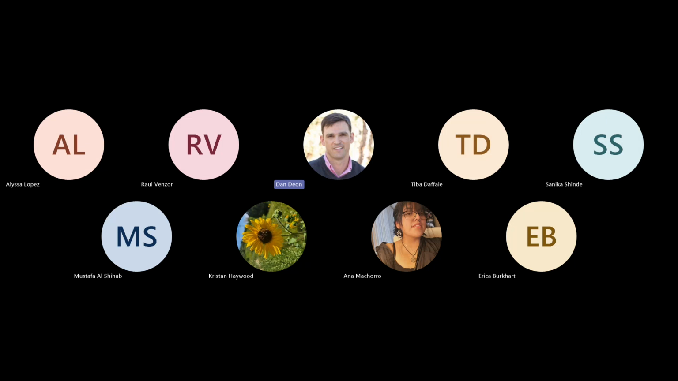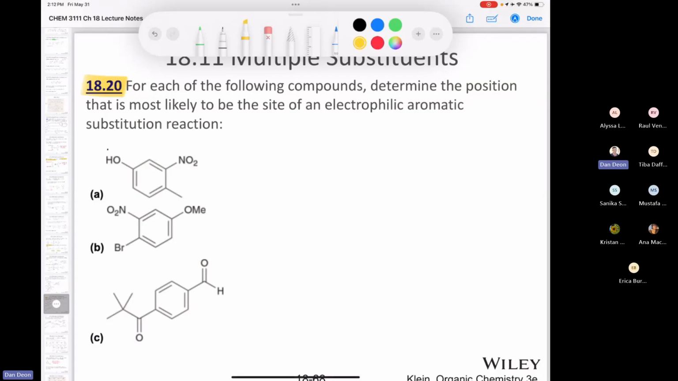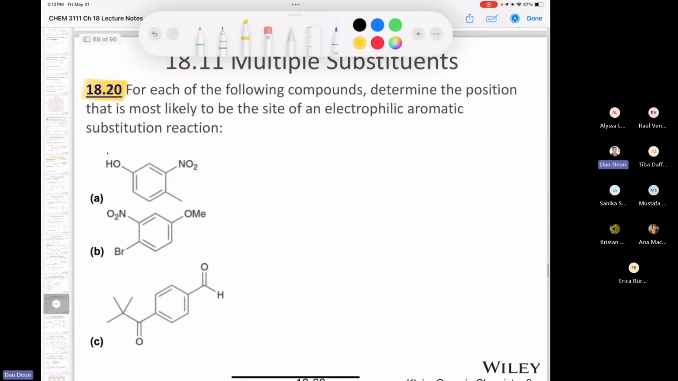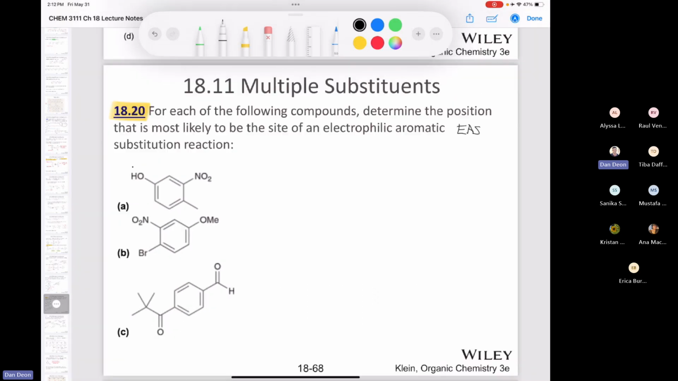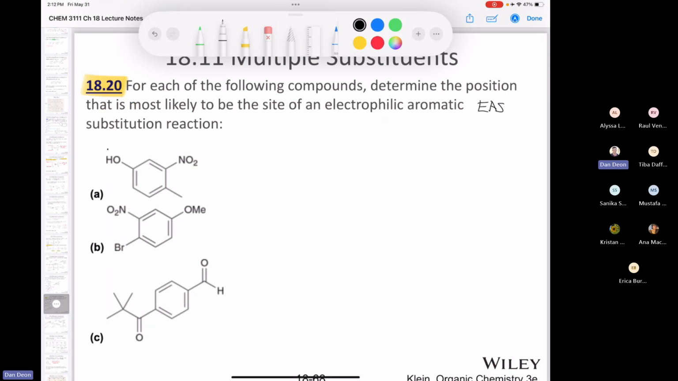All right, so we left off talking about question 18.20, and I said we were going to take a look at this one. It says, for each of the following compounds, determine the position that is most likely to be the site of an electrophilic aromatic substitution reaction. Remember, we call these EAS, electrophilic aromatic substitution reactions.